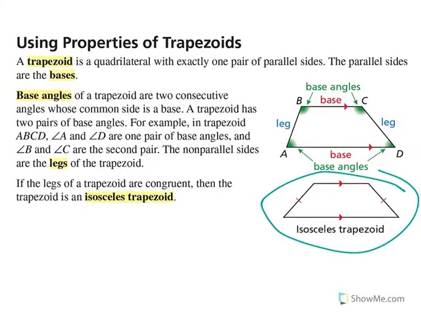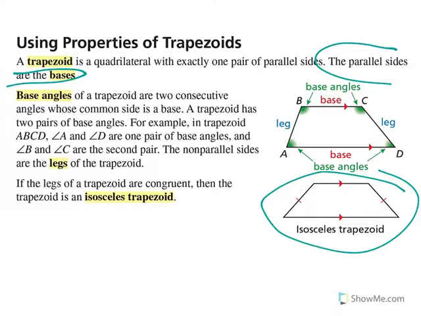Those parallel sides we consider to be called the bases of our trapezoid. And this terminology is going to be important, especially when we talk about the base angles, and later on the mid-segment, and area and all that stuff. You have to be able to know what the bases are in your trapezoid. So when we talk about bases, we're also going to be talking about base angles. Base angles are the two angles that come off the same base.